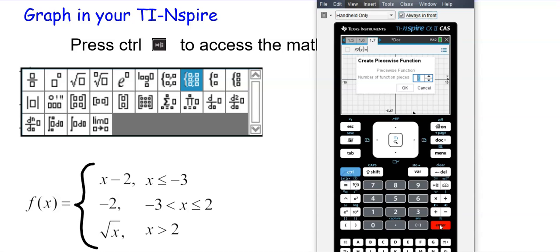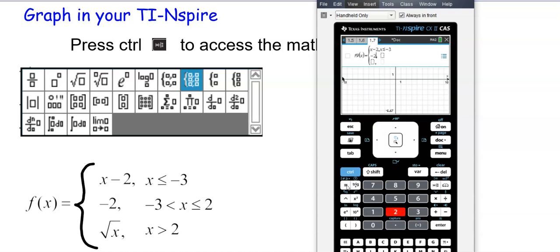It has 3. It's actually customizable. It says 3 is the default, so I'm going to have 3 pieces to my function. The first one was x minus 2, and the domain was x less than or equal to. If you hit control equals, you can choose less than or equal to, -3.